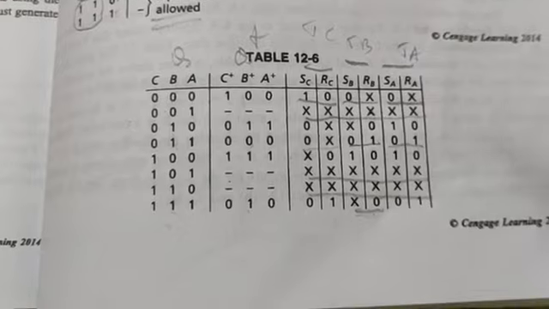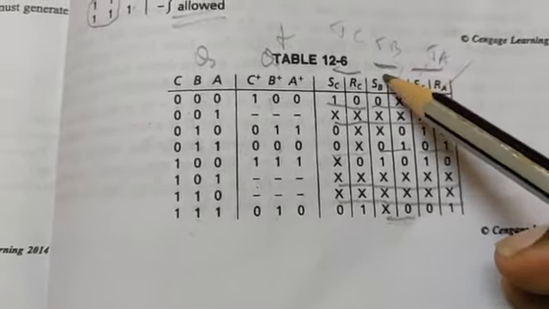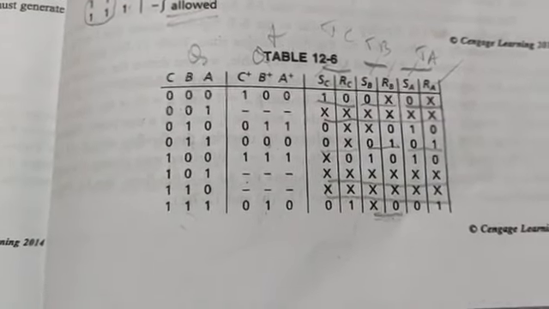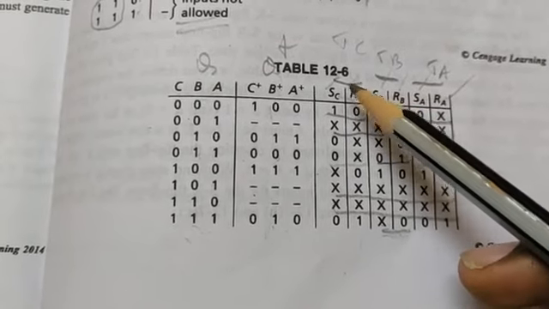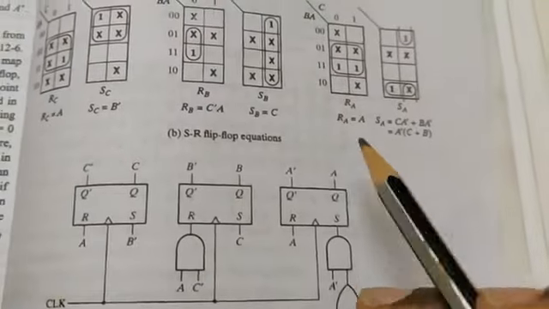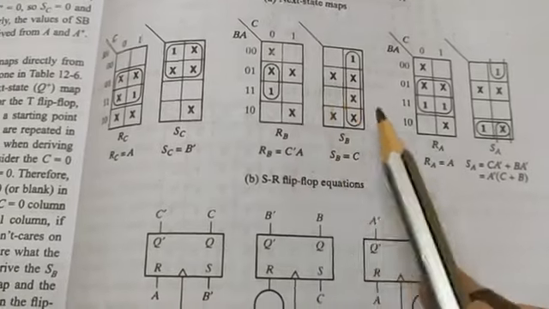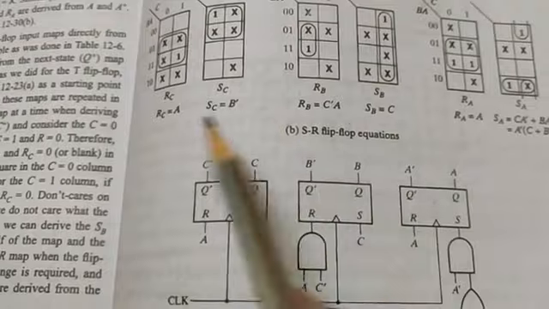Once you are done with this, construct a K-map for this column, this column, this column, this column, this column, this column. So totally 6 K-maps. K-map with RA, K-map with SA, K-map with RB, K-map with SB, K-map with RC, and K-map with SC. So 3 variable K-map, as we did in the previous. You know how to group the things, how to write the circuit diagram.